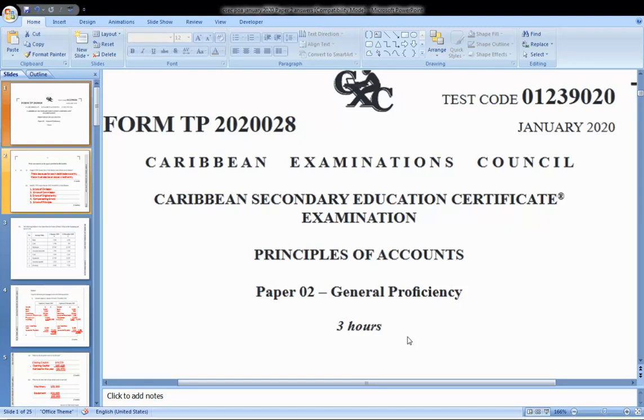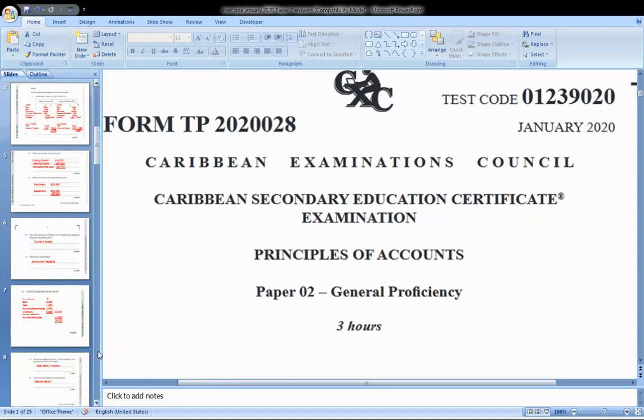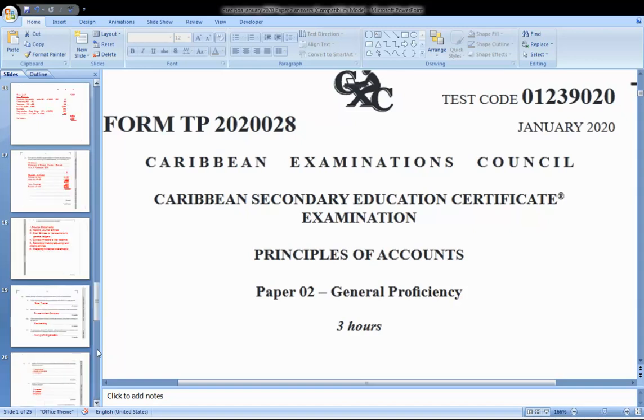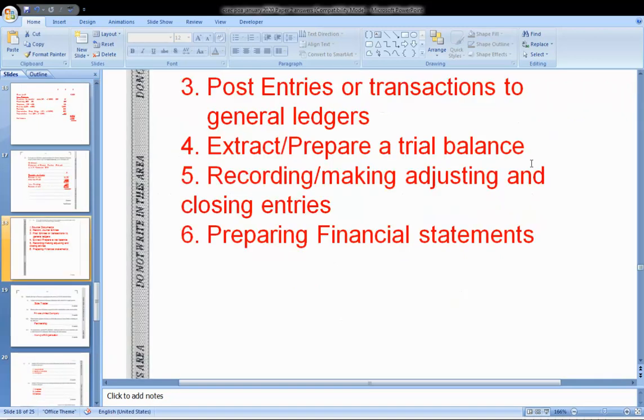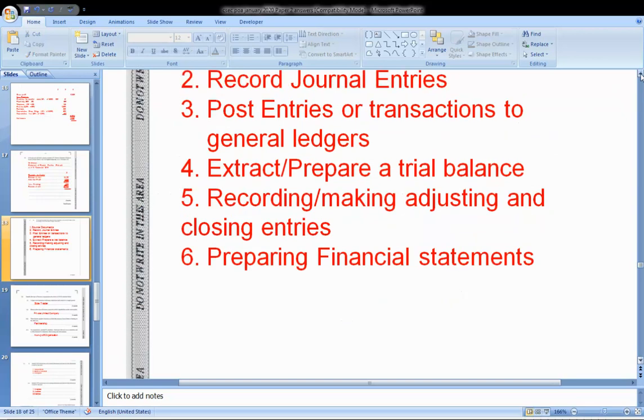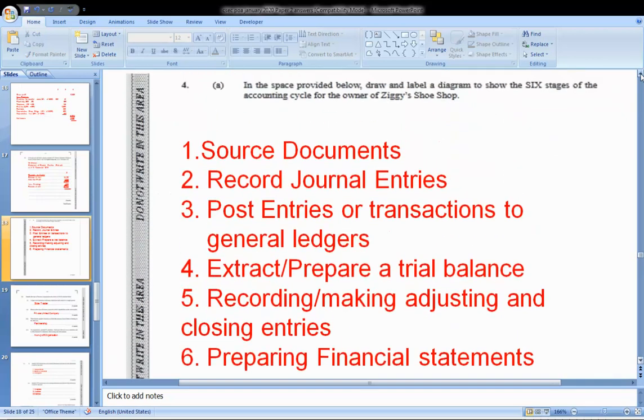So let's get into this paper. We'll be looking at question 4 and 5. So let's go down to question 4 and 5. Here we go. So question 4 says, the A part, in the space provided below, draw and label a diagram to show the 6 stages of the accounting cycle for the owner of Ziggy's Shoe Shop.